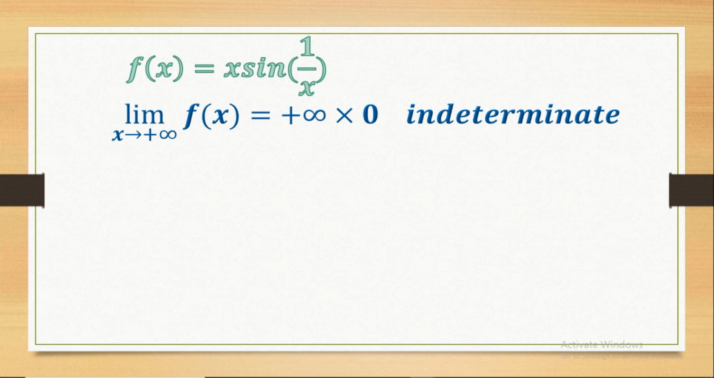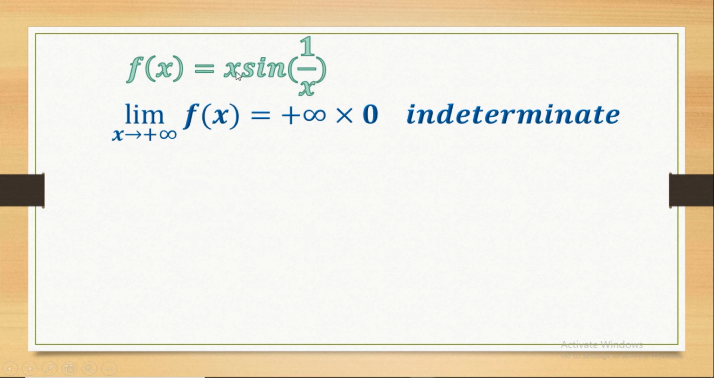Here when x tends to plus infinity, 1 over x will tend to 0 and sine 0 is 0. But outside here it's multiplied by x which tends to plus infinity. Then the limit of f of x in this case is plus infinity times 0. It's an indeterminate form. Now how to calculate the limit of f of x?